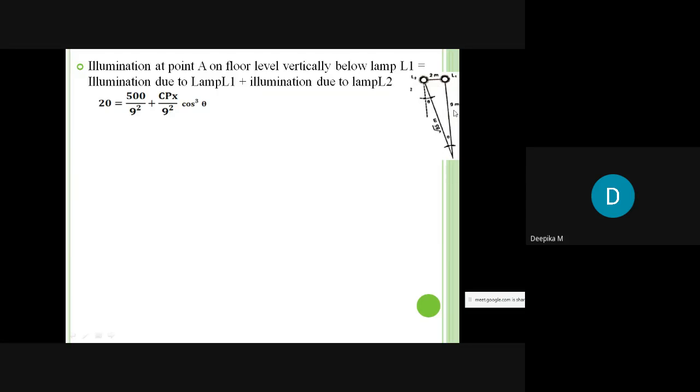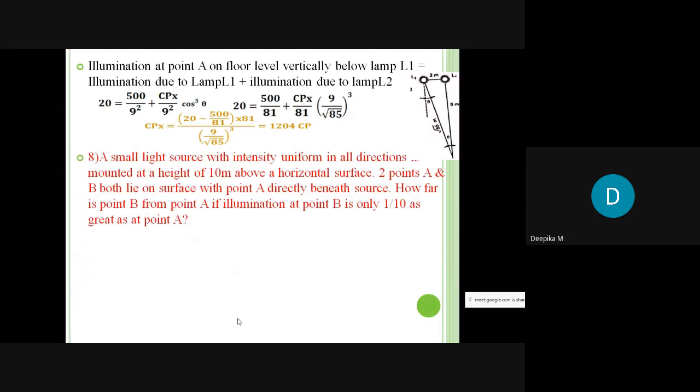The cos cube theta can be written over here. This is the opposite side, this is the hypotenuse, and this is the adjacent side. So cos cube theta can be written as the adjacent side, which is nothing but 9 by square root of 2 square plus 9 square. I can write it in this way, or I can simplify it. So how do I calculate CPX? Let us rearrange the terms, and therefore CPX is nothing but 1204 candle power. Like this we have to calculate.